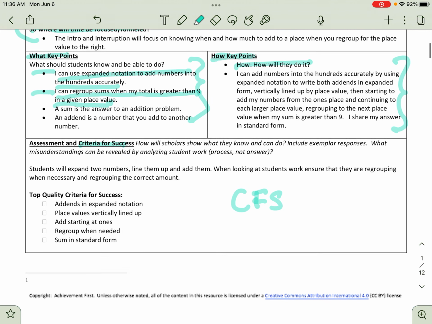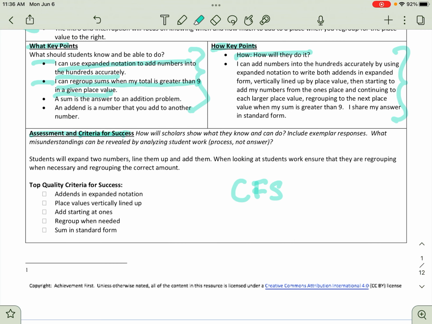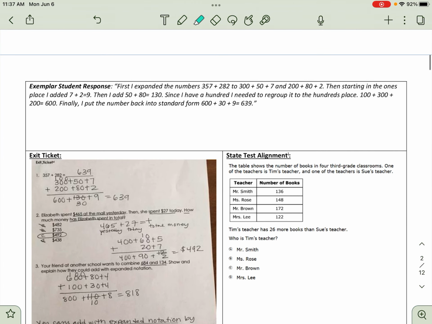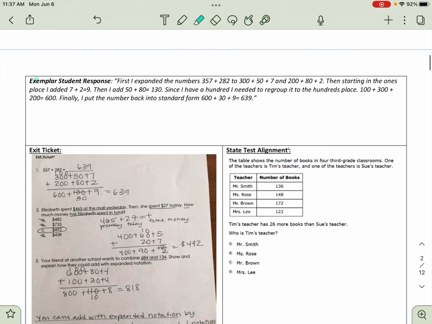When we think about the assessment and criteria for success, we're specifically talking about, at the end of this lesson, how will I know I was successful? How will I know that all the students in my class were able to grasp the concept? What does that look like? What does a successful idea of the lesson look like? And so this is also on the lesson plan, which helps remind the teacher what that criteria for success looks like.